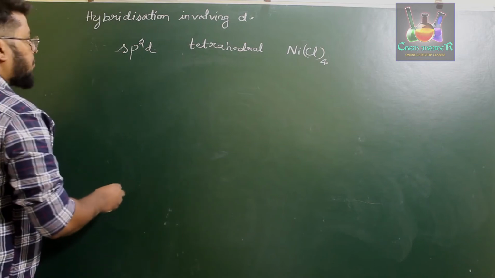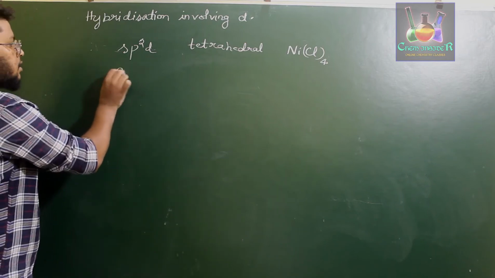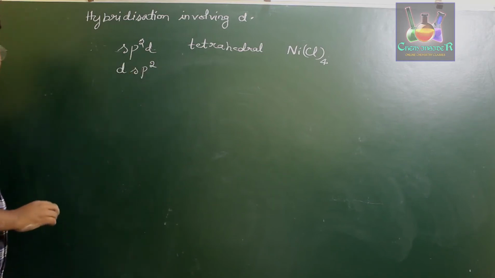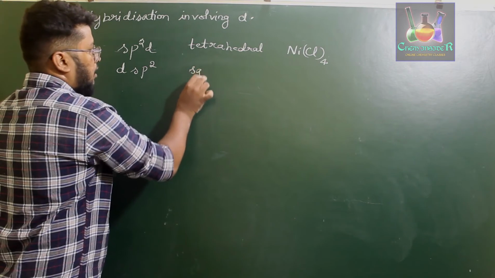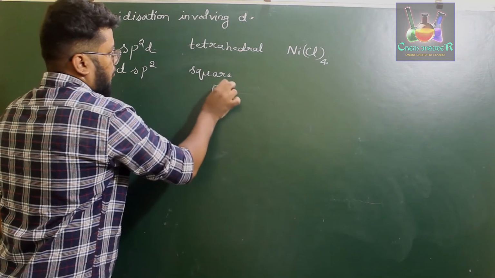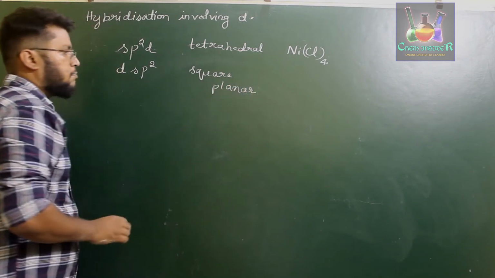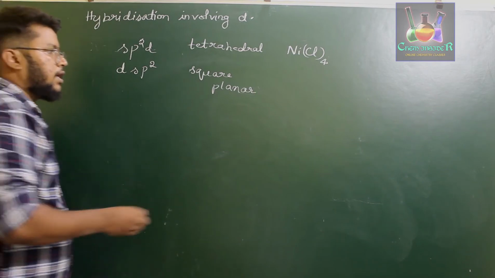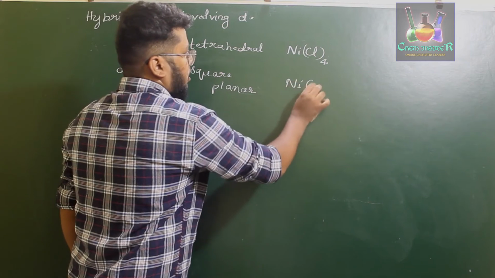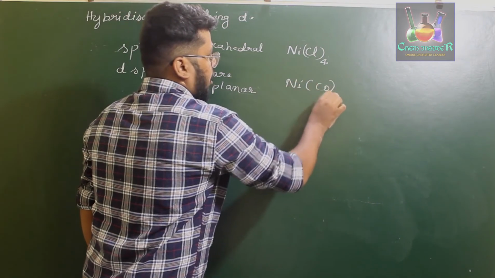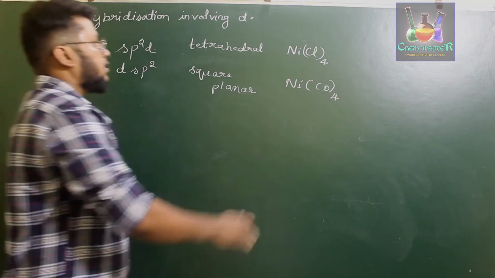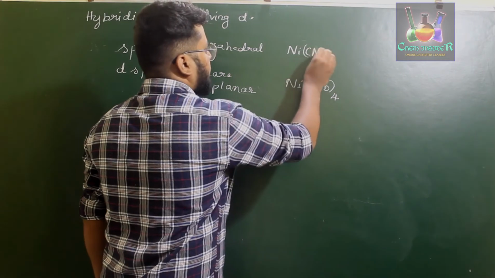Then we have one more type of hybridization with one 3d orbital, 4s and 2 of the 4p, that is dsp2 hybridization, where they form square planar geometry. If a molecule undergoes dsp2 hybridization, then it will form a square planar geometry. Example, nickel tetracarbonyl, Ni(CO)4.